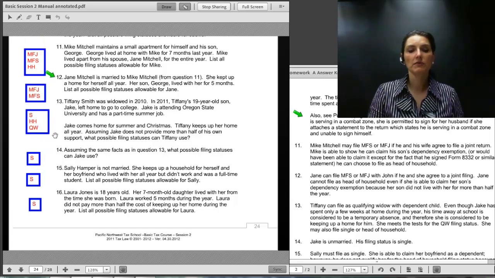Number 14, assuming the same facts as in 13, what possible filing statuses can Jake use? Well, that's a lot of information to come to the bottom line conclusion, which is that Jake is single. He's not married, and that's his only choice. He is a single dependent.